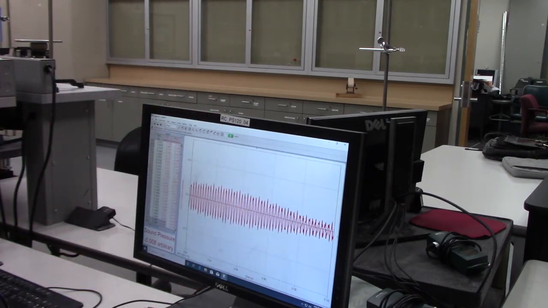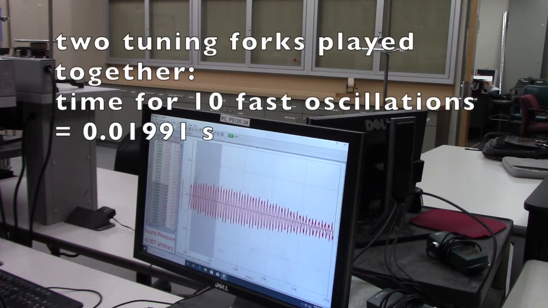Okay? So what I'm going to do is measure this frequency by starting at one peak and then covering 10 whole cycles of oscillation. So 1, 2, 3, 4, 5, 6, 7, 8, 9, 10. And the time that elapses is 0.01991 seconds.